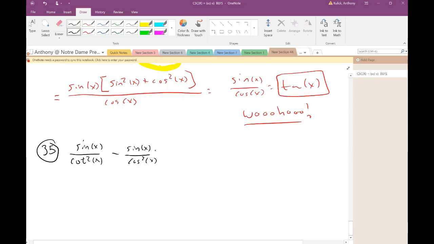All right, so 35, we have sine x over cotangent squared x minus sine x over cosine squared x. Guess what I'm going to do? Well, we could start by making a common denominator. That's not a horrible idea.